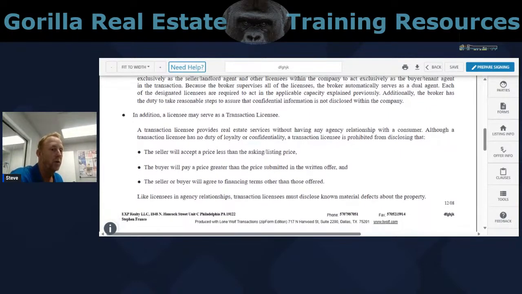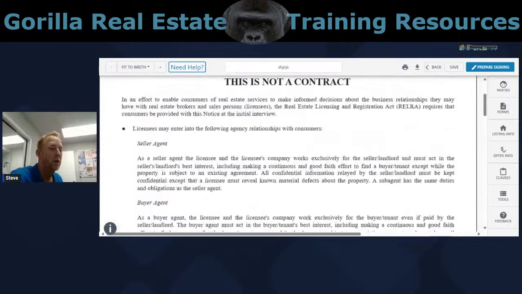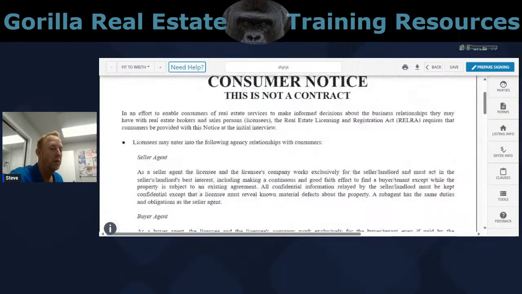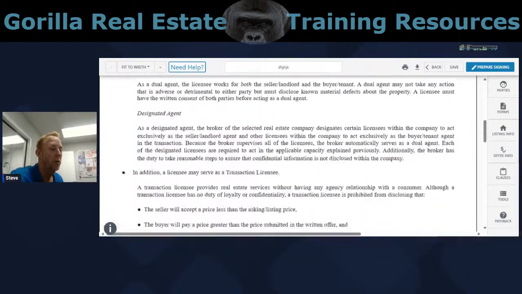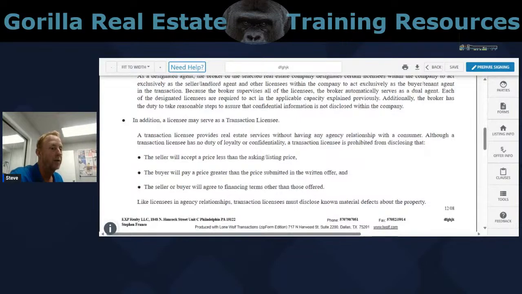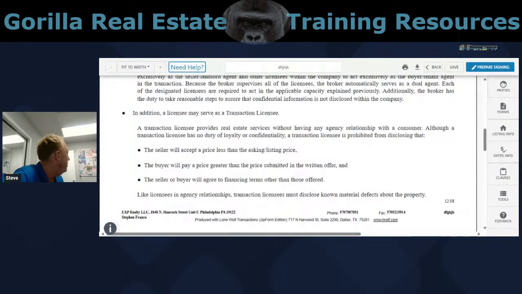And then, so this says, seller agent, buyer agent, dual agent. We can also act as a transaction licensee. I don't mind transaction licensee. If someone says, I don't really want an agent, I just want to pay you to do the paperwork and get me on MLS. And that means you don't handle showings. I've only done like 5 designated in my entire life, or rather transactions my entire life.